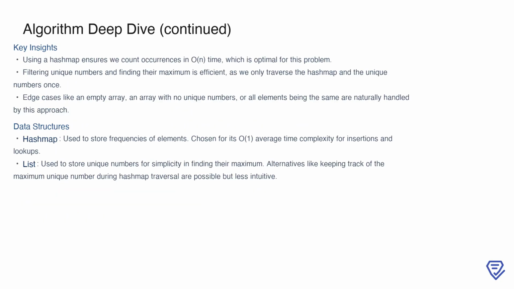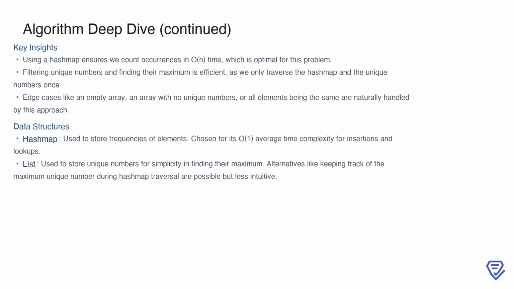What makes this approach effective is its use of a hash map to count occurrences in O(n) time, which is the most efficient way to tackle this aspect of the problem. Filtering unique numbers and finding their maximum is also efficient because it requires only a single pass through the hash map and the unique numbers list. This ensures that we handle the problem optimally.